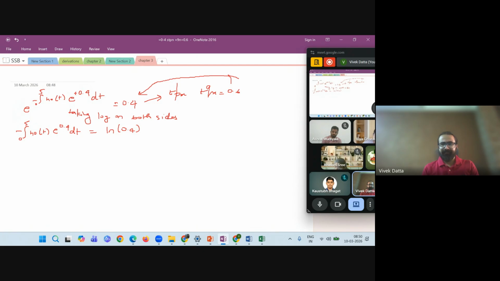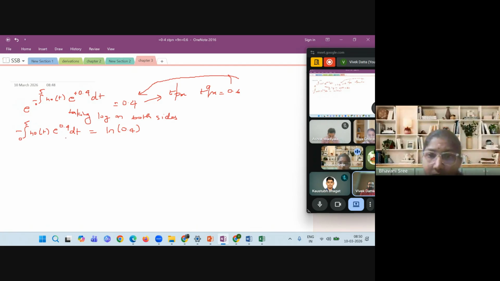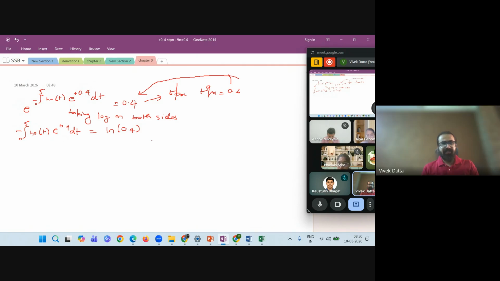Yes. Then I told you what is the integration of e raised to 0.4. It will be e raised to 0.4 only. Yes, no, e raised to x. Yes, sir. Okay, so this is my first equation.